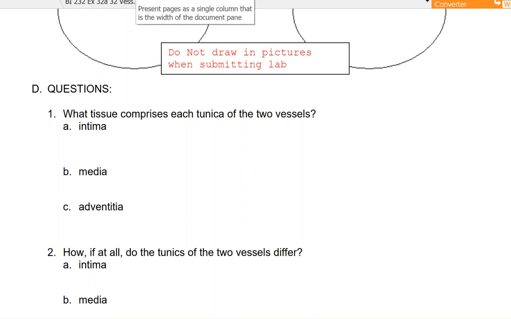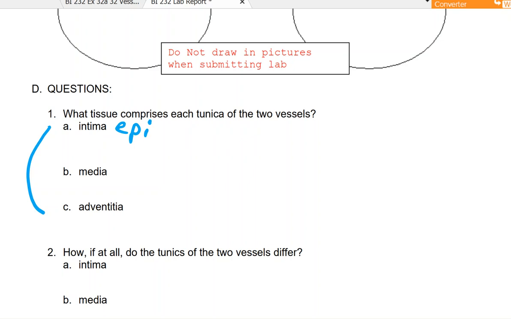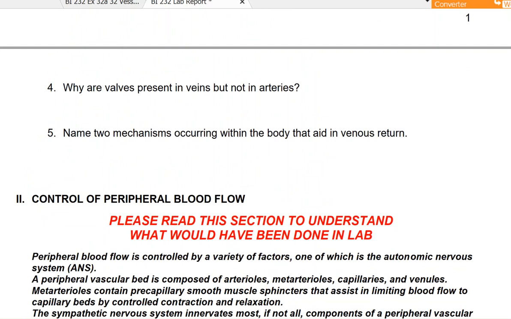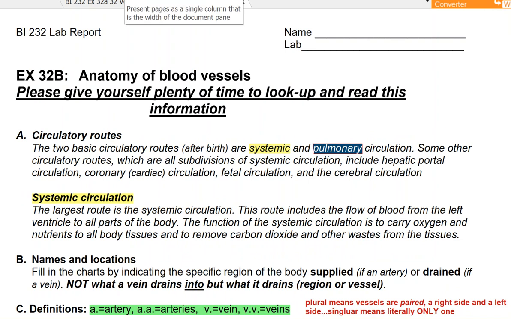So on the front page of your lab report, you're asked to compare and contrast those. You're asked to talk about what each tunic has, what it's made out of, what kind of tissue type it is. So remember, intima, we're going to see some sort of epithelium. Media, we're going to see smooth muscle. And adventitia, we're going to see dense irregular connective tissue. So you can answer the rest of that. Think about their differences. We just talked about those. So that's pretty much it for 32A.